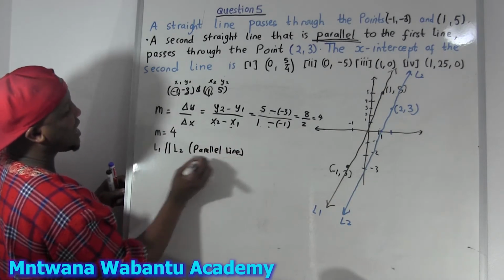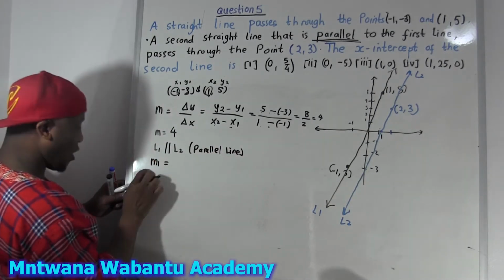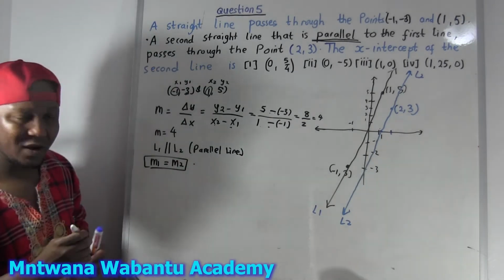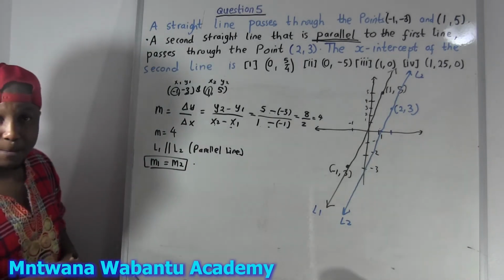So what happened? What does that tell you? It means the slope of line 1 must be equal to the slope of line 2. Slope of line 1 equals slope of line 2. You know what I'm saying?